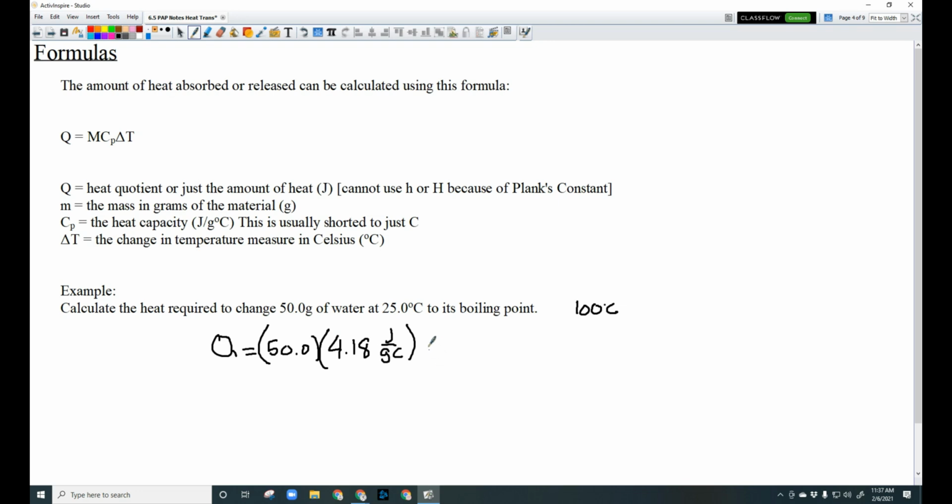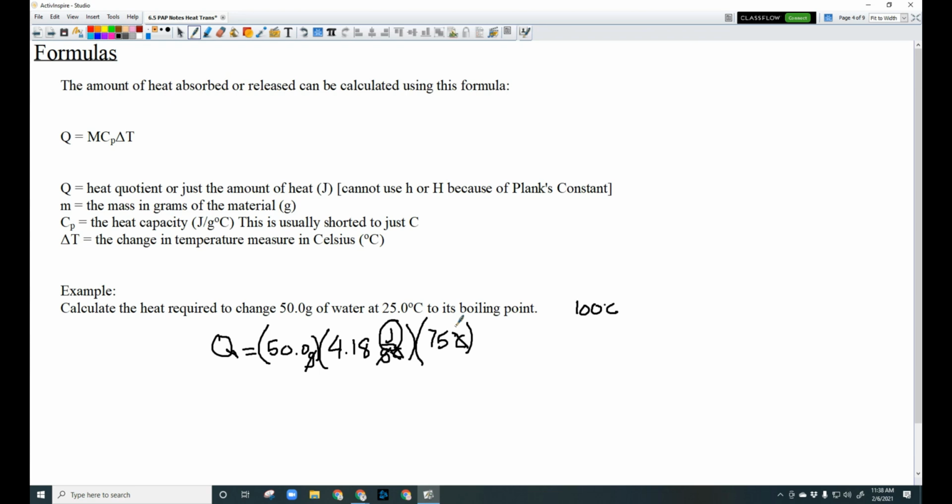All right, and then the change in temperature, we see here we're going from 25 to 100, so that change is going to be 75 degrees Celsius, and we have grams here. All right, so you see that the units cancel, the Celsius cancels here, the grams cancels here, so we just have the unit of joules left, which is Q. All right, so 50 times 4.18 times 75. So it's just multiplying.